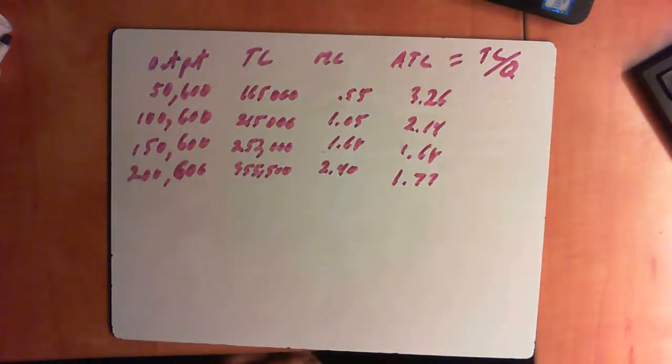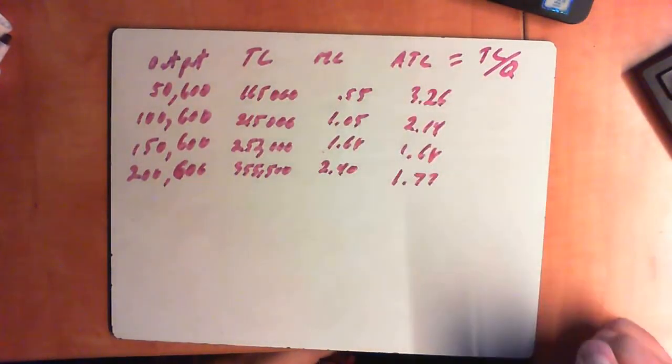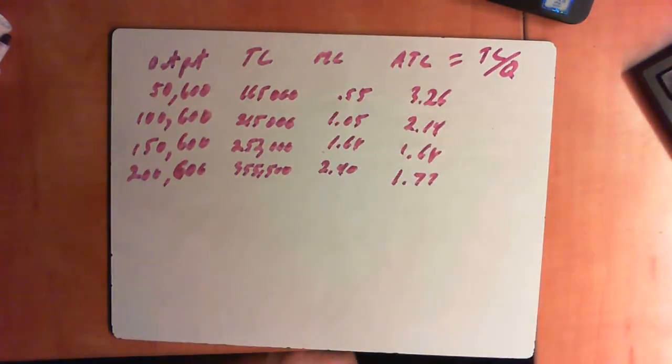The second question this is asking you is if this is a decreasing cost industry. Now, a decreasing cost industry is one where the ATC declines for all levels of output. You'll notice it does decline, but then suddenly it goes back up. So it is not a decreasing cost industry.